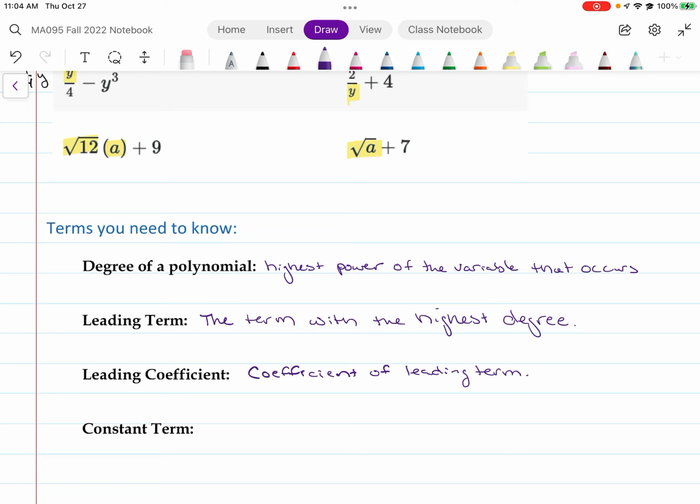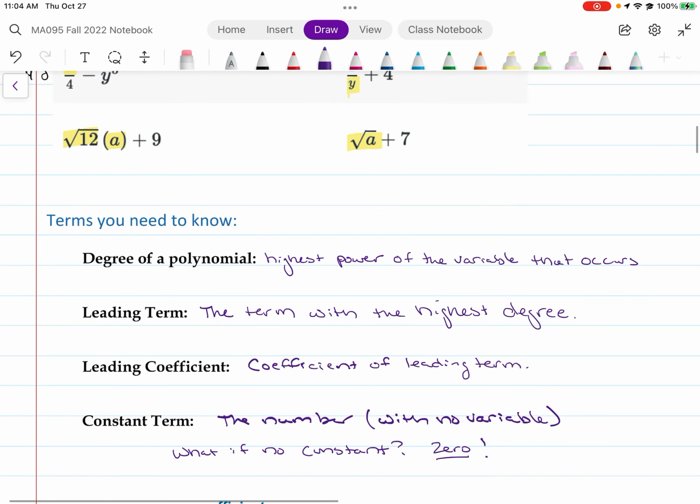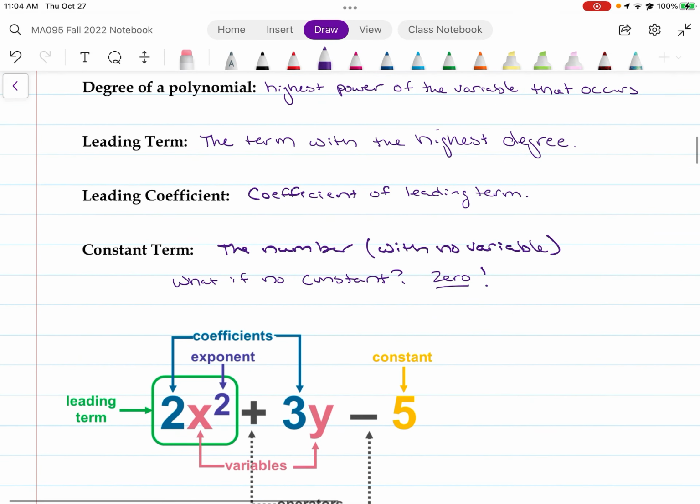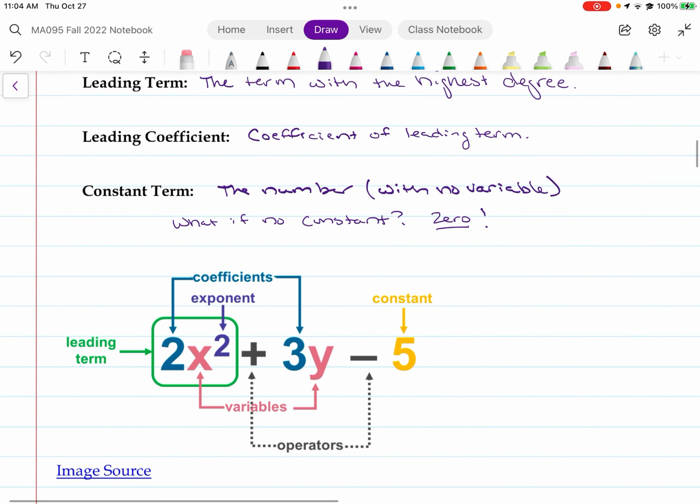The constant term is the number, whatever number is there, that has no variable with it. So what if there is no constant? Then it is 0. There's always a constant, but if it's not showing, it just means it's 0. So pause the video and take a moment and get all of these terms down. Make sure you understand every single one. Don't just write them down, but think about them.